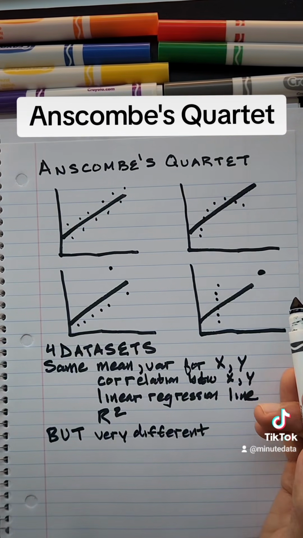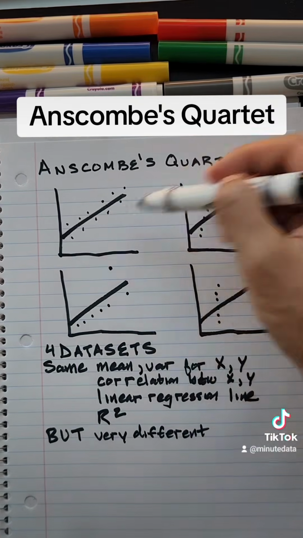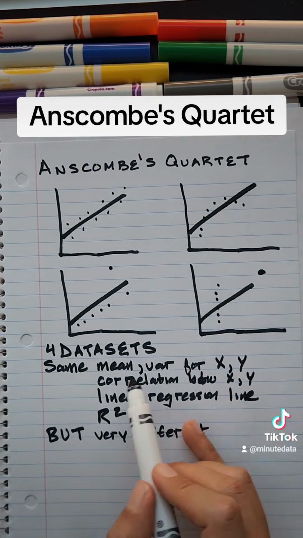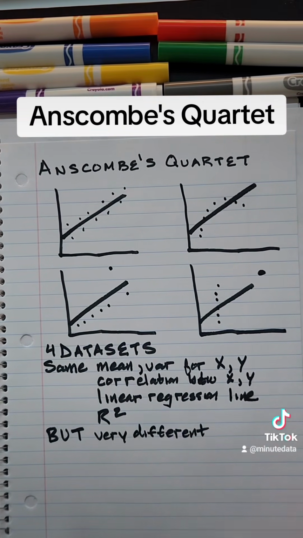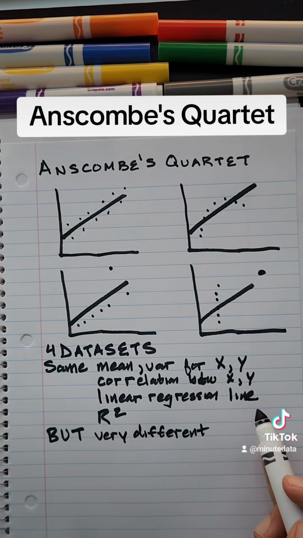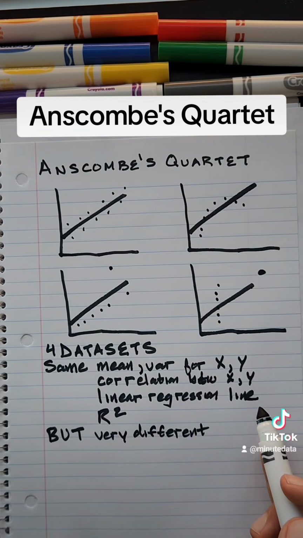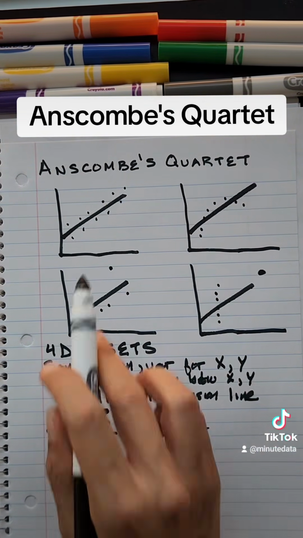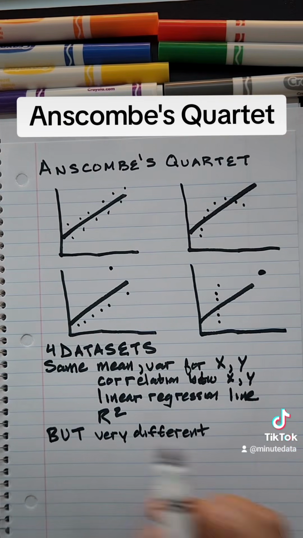And in this example that Anscombe created, he actually found that all 4 of these data sets generate the same mean, correlation, regression line and r squared. So from a purely numerical point of view, you might think that the 4 data sets are pretty much identical. But when you actually graph it, the 4 data sets are completely different from each other.